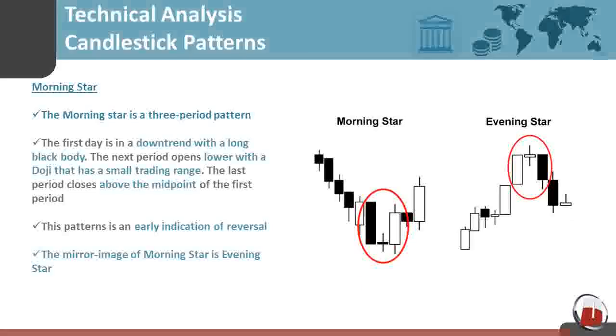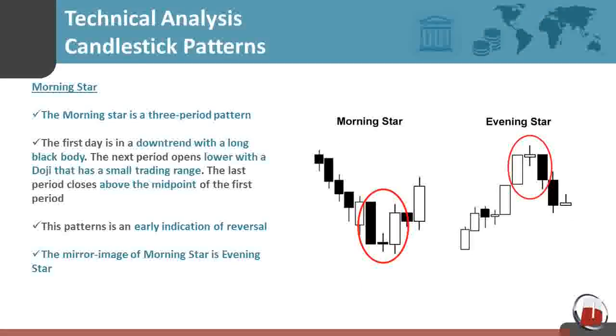Morning star, evening star. The morning star is a 3-day pattern. The first day is a downtrend with a long black body. The next day opens lower with a doji that has a small trading range. The last day closes above the midpoint of the first day. This pattern is an early indication of reversal. The mirror image of Morning Star is Evening Star.